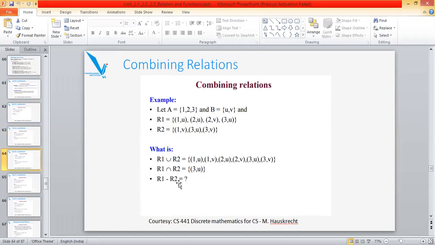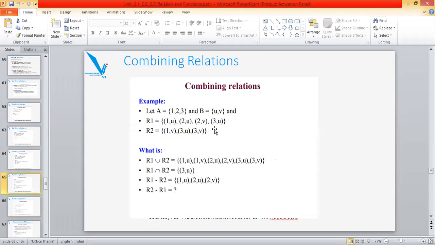What about R1 minus R2? The elements which are present in R1 but not in R2. So what will be the R1 minus R2? (1,u), (2,u) and (2,v). Yes, because (3,u) is there in R2, that's why we will not consider it in R1 minus R2.